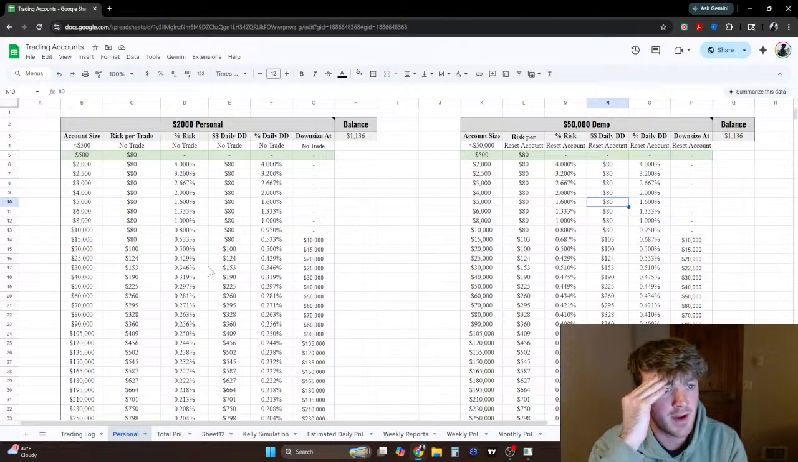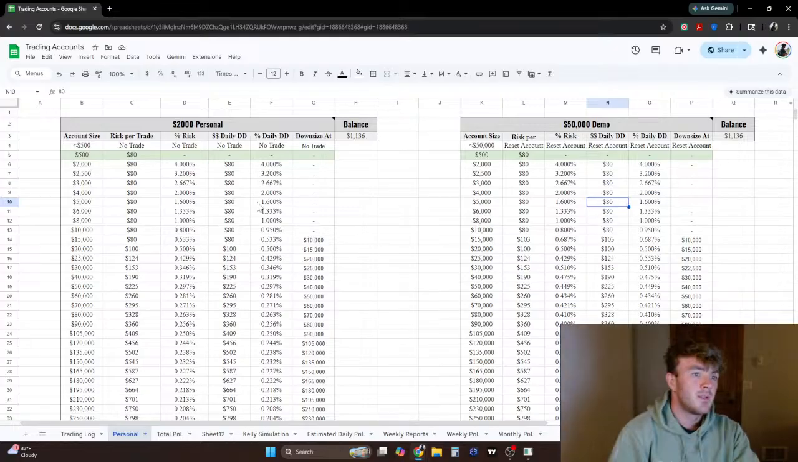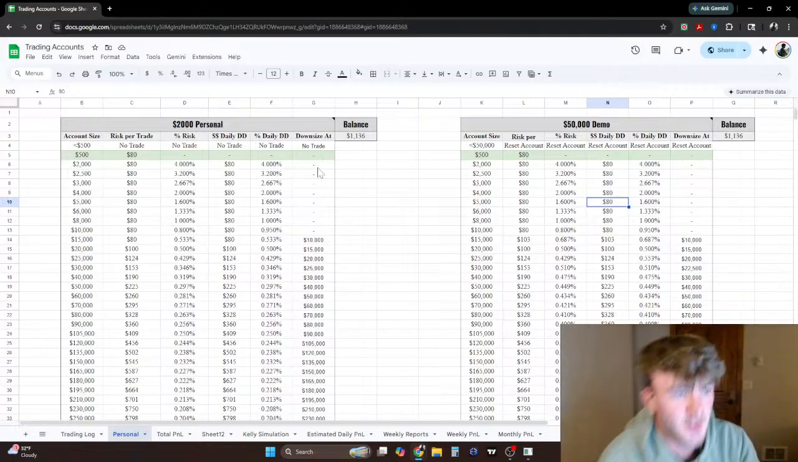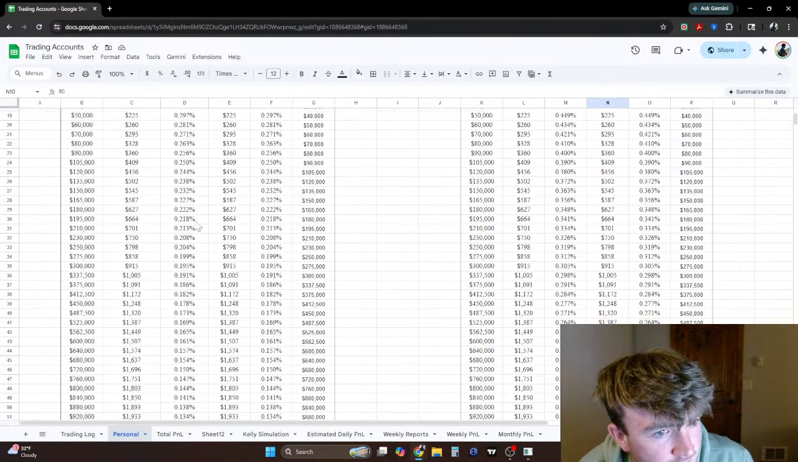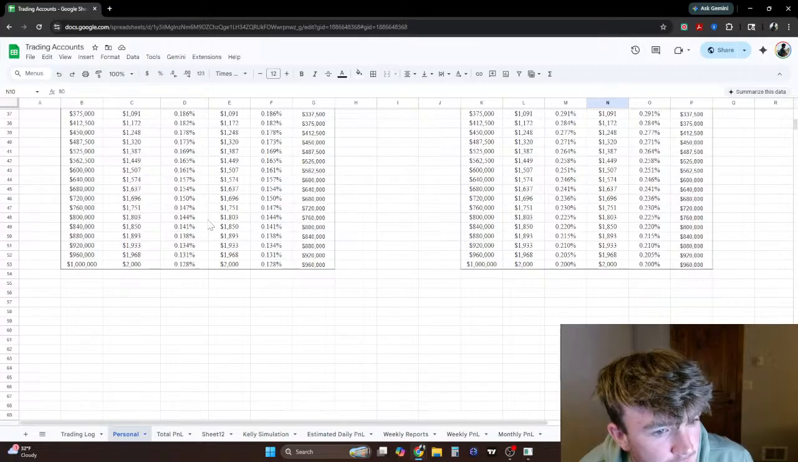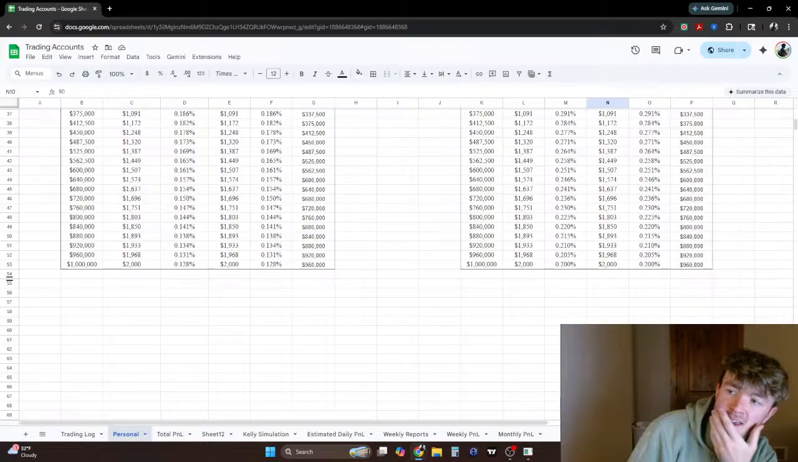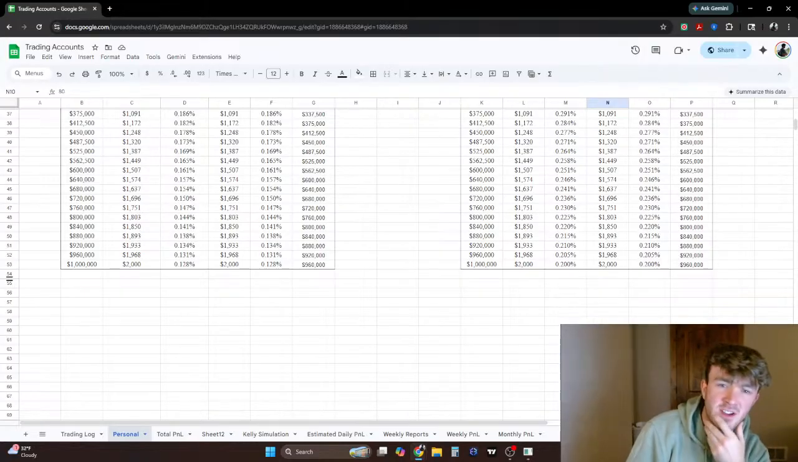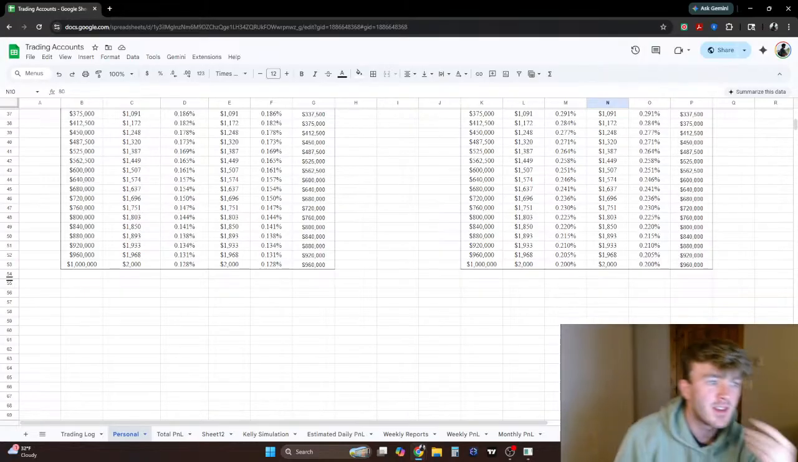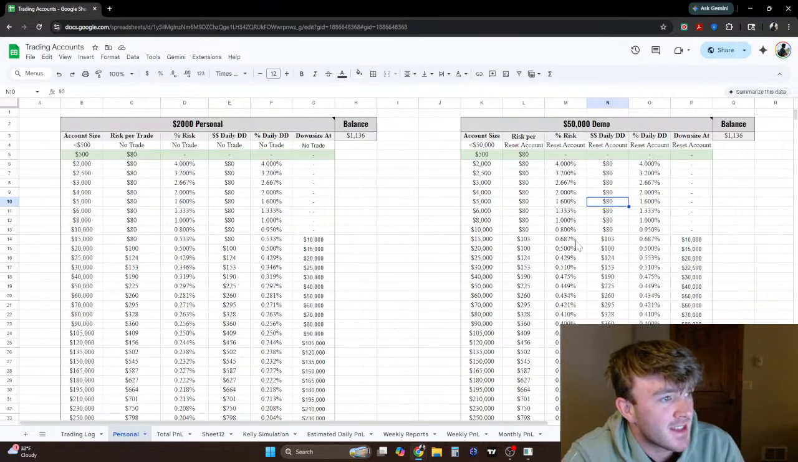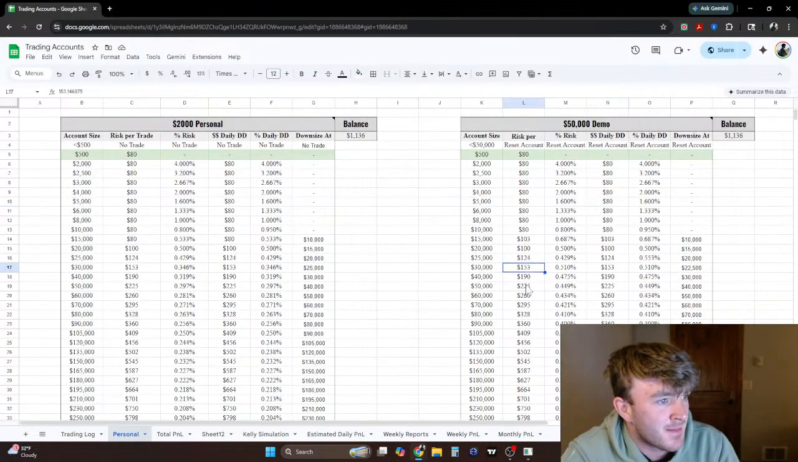Honestly, you could probably be twice as aggressive with the demo account, but I don't know. Maybe I don't want to be twice as aggressive, in all honesty. I do kind of want to be aggressive, because you know how cool it would be to say, yeah, I scaled a $50,000 account into 1.2 million. It'd be fun to say that. So I actually kind of do want to be aggressive with this.